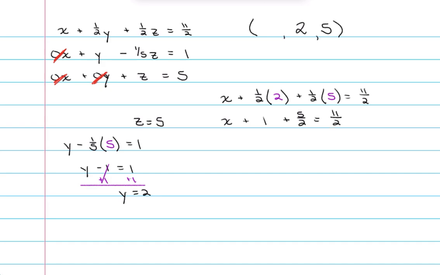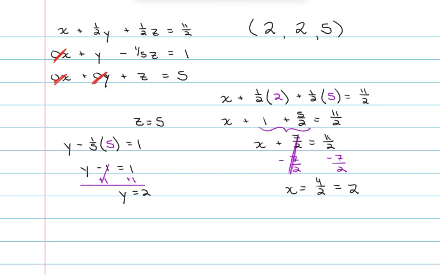Okay, if I'm collecting my like terms to just solve for x, 1 plus 5 halves is equal to 7 halves. So I have x plus 7 halves equals 11 halves. And then I'm going to subtract 7 halves from both sides. That goes away. And I'm left with x equals 11 minus 7 is 4 over 2, which we can simplify to just be a 2. So there's my last value.